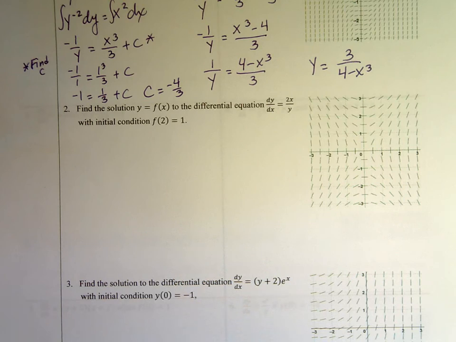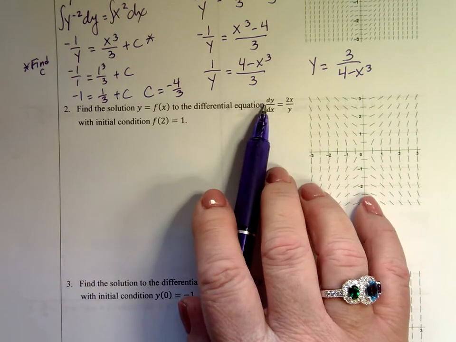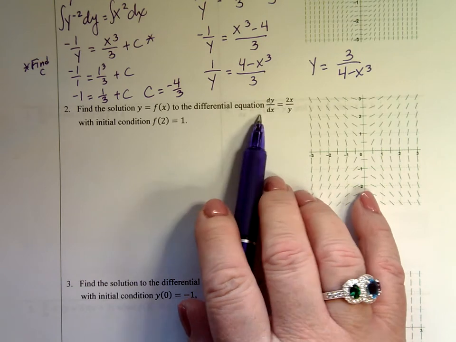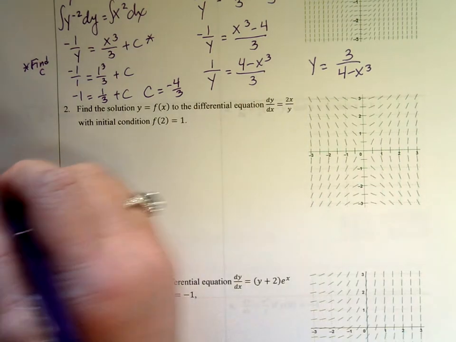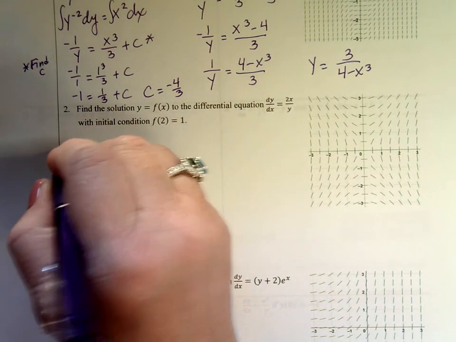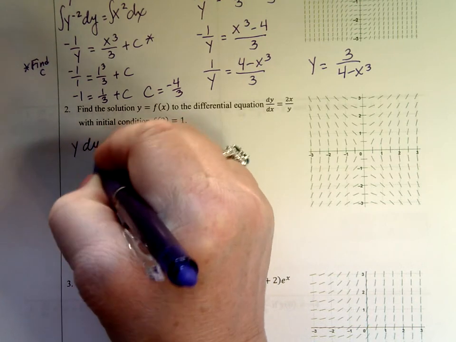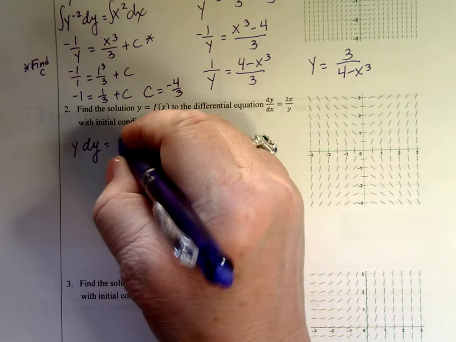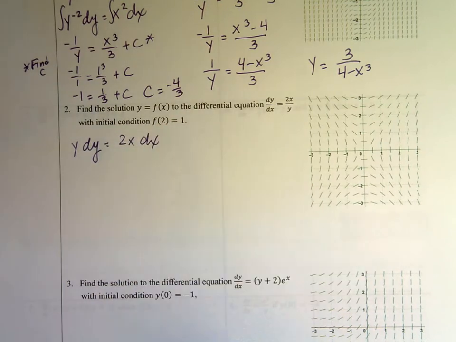So again, they're giving you enough information to find c. Let's get there first. We need to get the y equals or something like that. So I'm getting the y's on the left, the x's on the right. This is a straight up cross multiplying. So I have y dy equals 2x dx. And that's easy peasy. I'm ready to integrate.